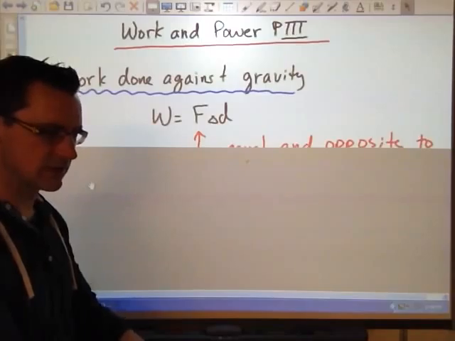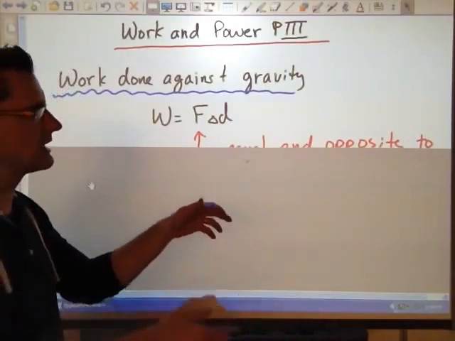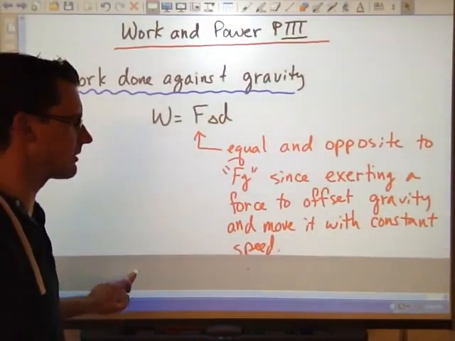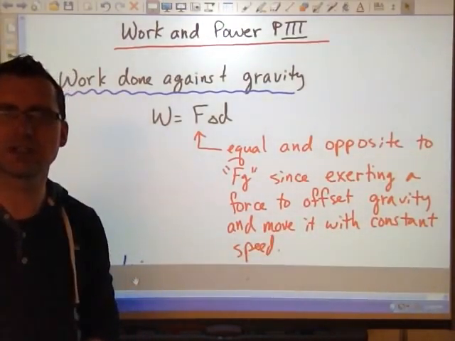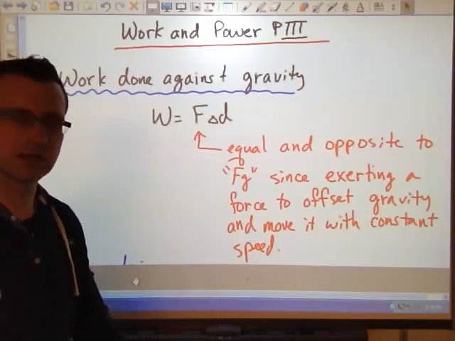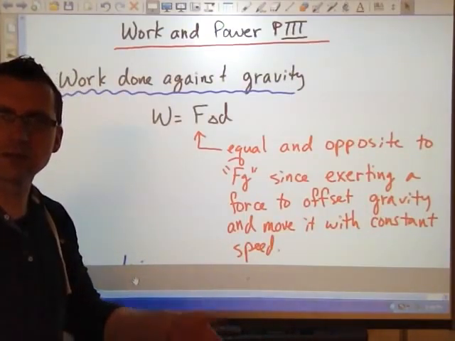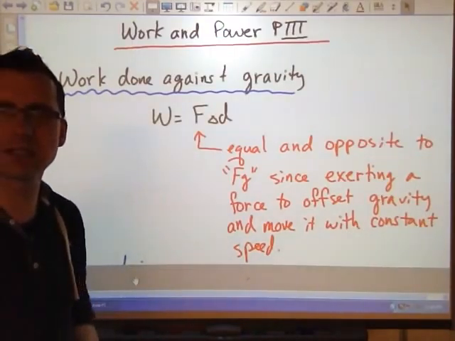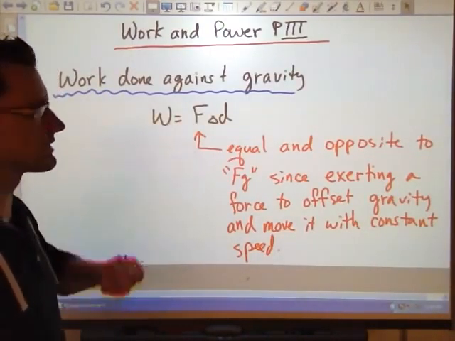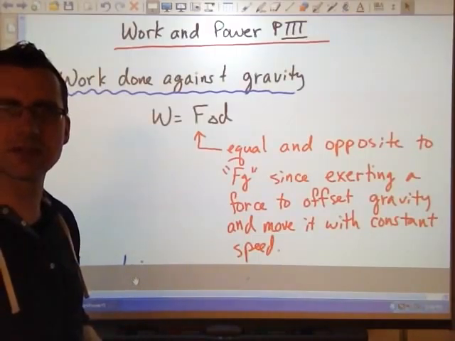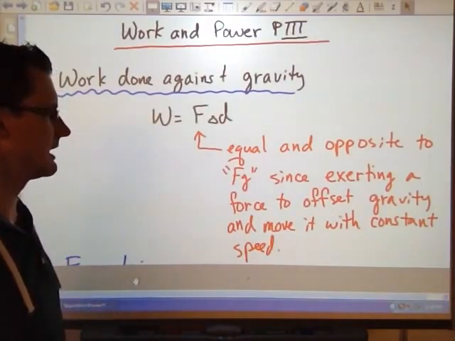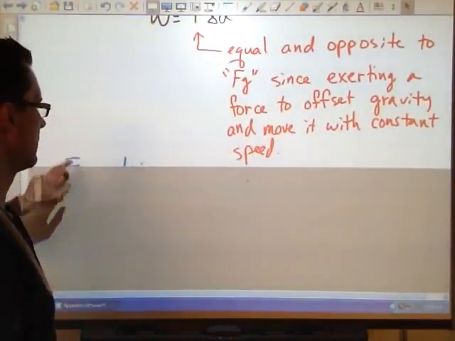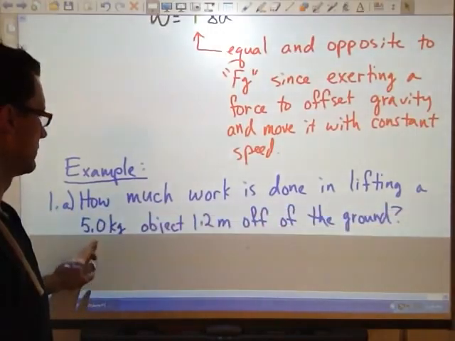So if you're lifting something up at constant velocity, that must mean that you're exerting a force equal and opposite to Fg, the force of gravity. Initially you'd have to get started, but moving it up at constant velocity, the force up and the force down must be equal and opposite. So that force that we need to apply is equal and opposite to Fg. So that's interesting to look at when we're lifting up things off the ground.